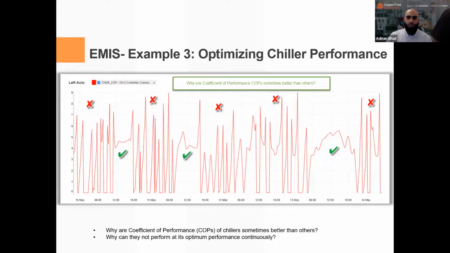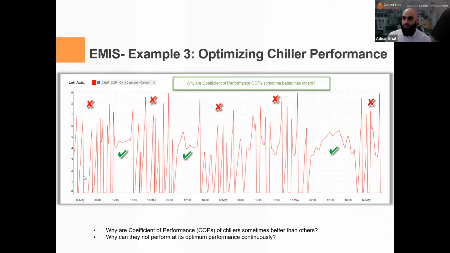The third example here is from a 5-story commercial facility that has been awarded LEED Gold certificate and is one of the largest commercial properties in its region. And the task here was to find out why the coefficient of performance, COP, of the chillers is not consistent. And we noticed a better COP or higher COP sometimes than other times. And how can we ensure that the chillers perform at their optimum continuously?